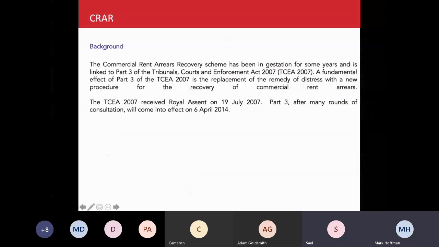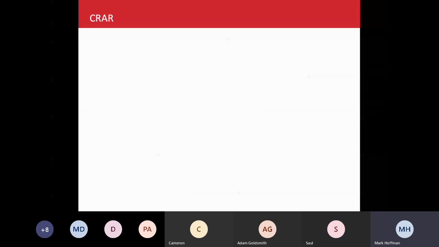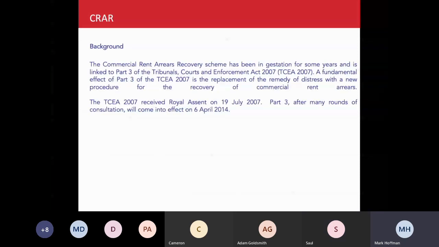Commercial rent arrears recovery. For those of you doing property management, and in fact it's quite appropriate for landlord and tenant as well, leasing and letting, and purchase and sales. But especially for property managers, you must know about CRA. CRA replaced what was known as distress, where the bailiff would be sent into a property to remove goods to the value of the debt. Now that's been replaced by CRA, the Commercial Rent Arrears Recovery Scheme.